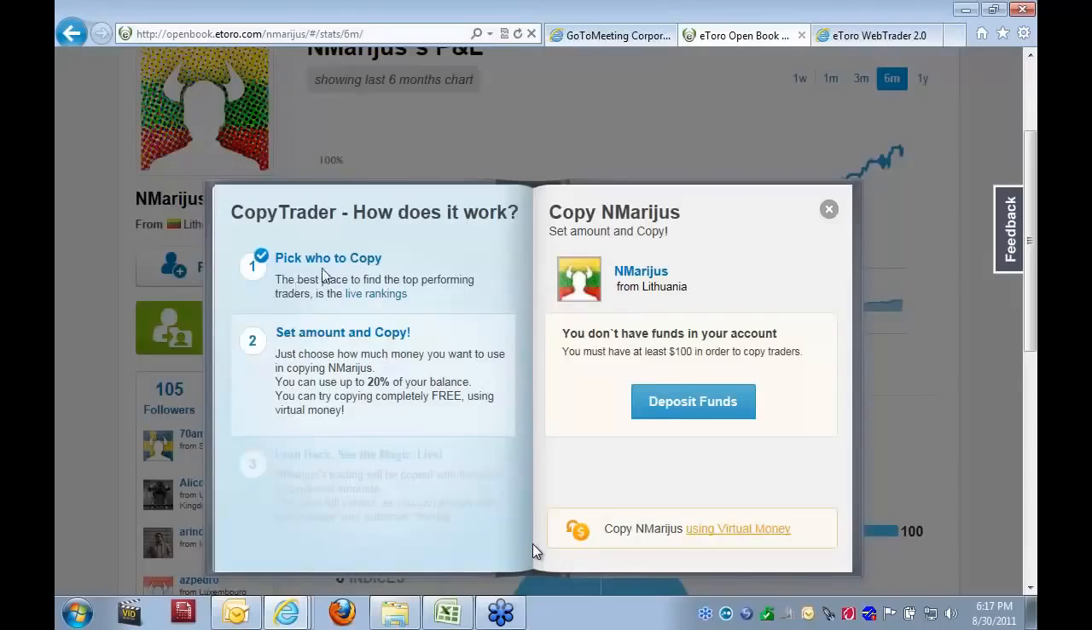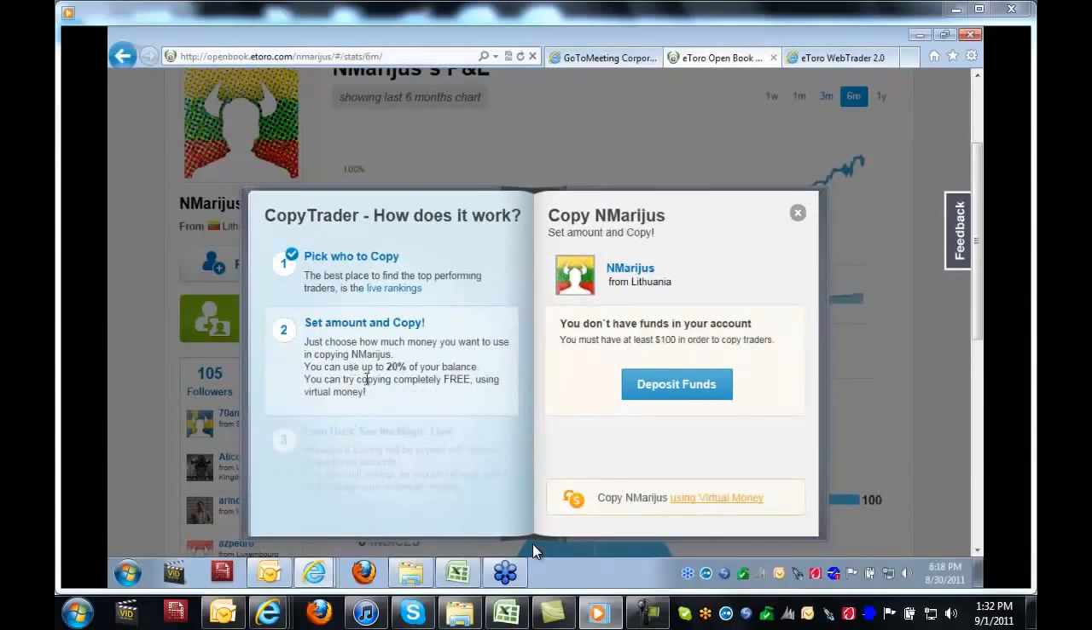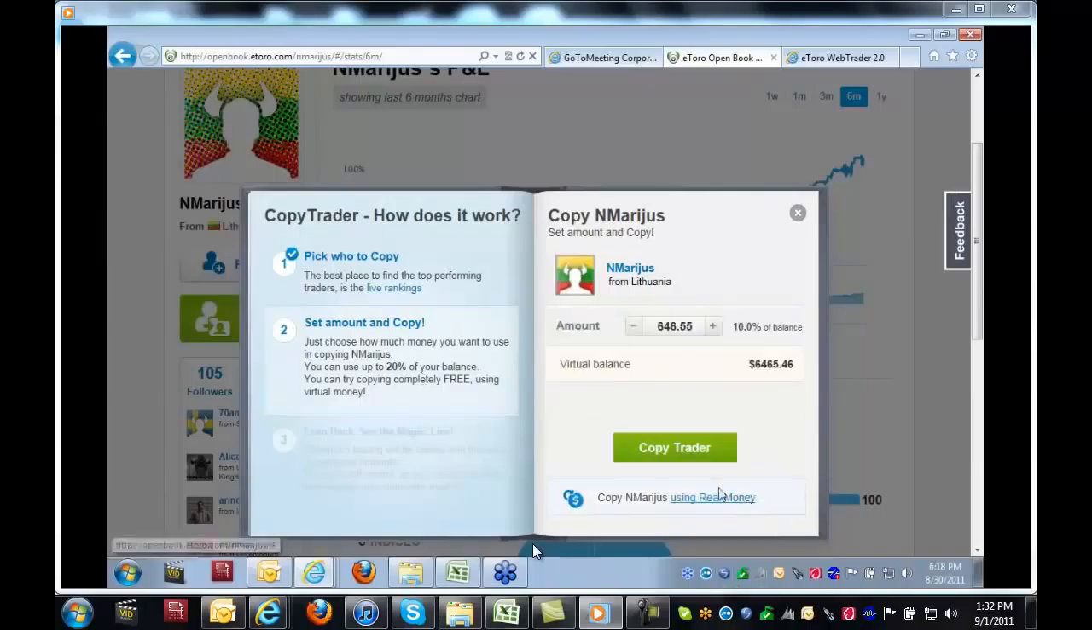How does it work? Pick who to copy. The best place to find the top performing traders is the live rankings. We just did that. Set amount and copy. Just choose how much money you want to use in copying, and Marius, you can use up to 20% of your balance. You can try copying completely free using virtual money. Okay, I'm going to use my demo account here.